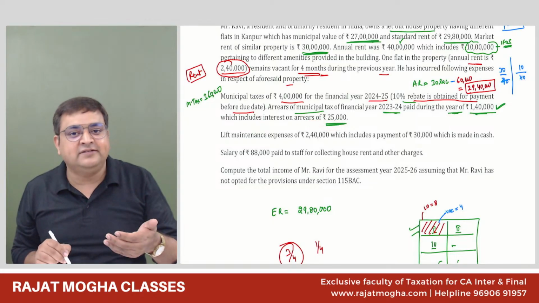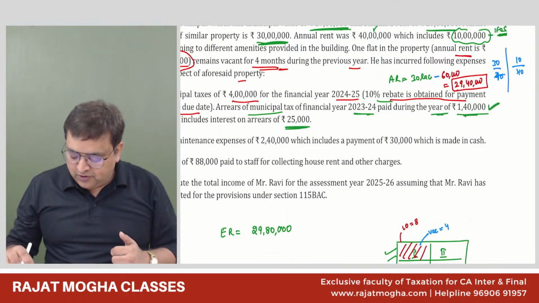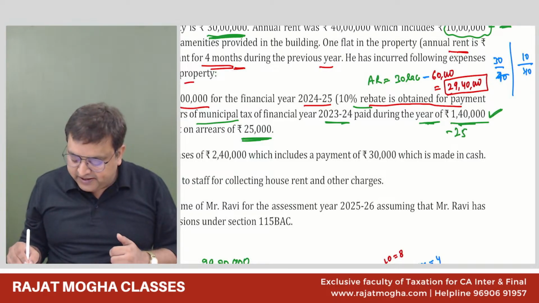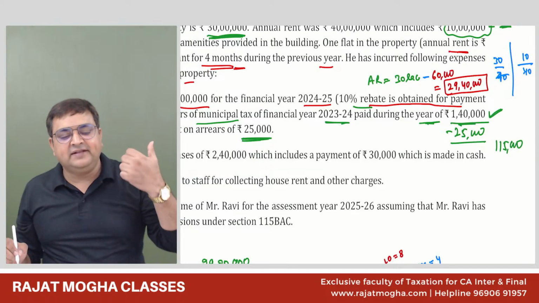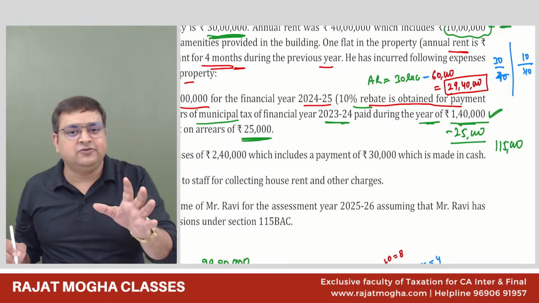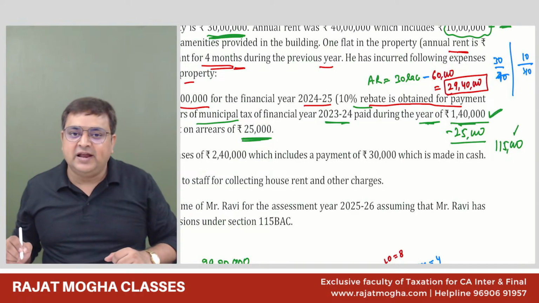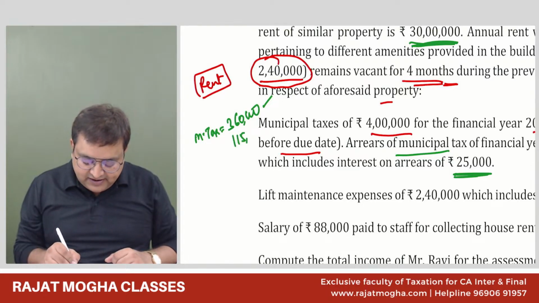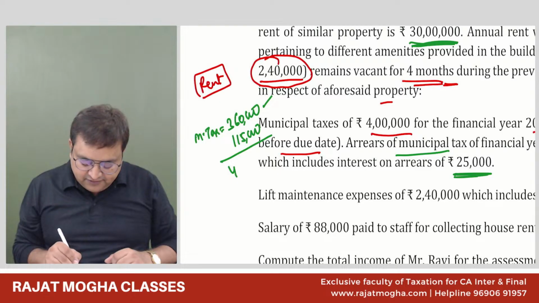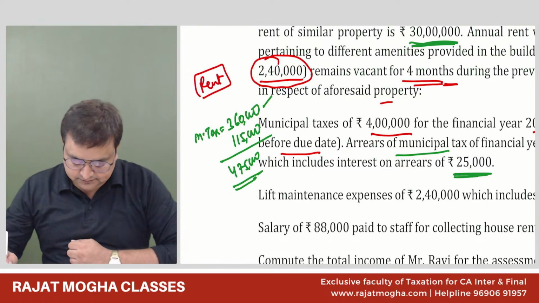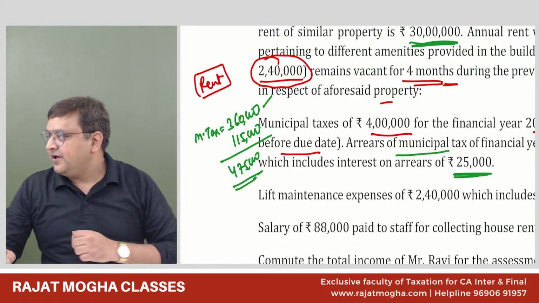Guys, is interest on arrears allowed? No, only municipal taxes are allowed. So how much can we allow from here? Not 140. We have to subtract 25,000, so it is 1,15,000 that we will allow for last year. The 25,000 is the late fees we are paying. Late fees is not allowed. Late interest is not allowed in house property. Only 1,15,000 is allowed. So for the current year it is 3,60,000, and for the last year it is 1,15,000. Total municipal taxes is 4,75,000. Are you okay with this 4,75,000? Should I repeat? Let me know if I have to repeat this.